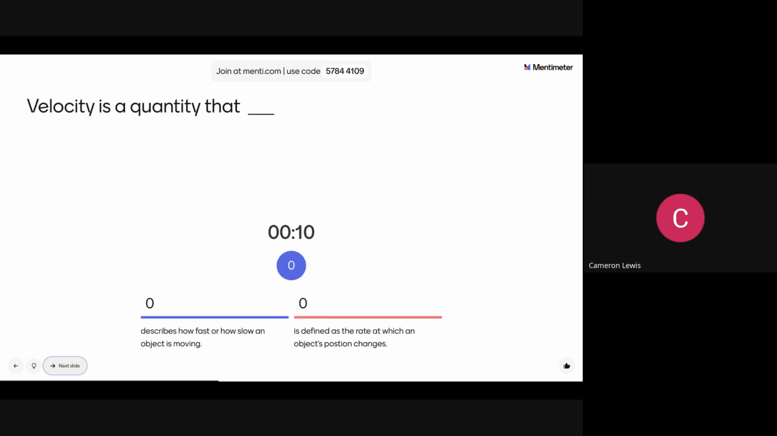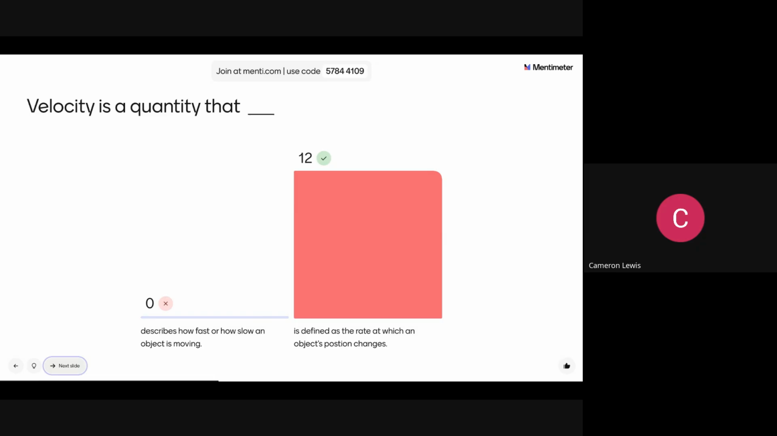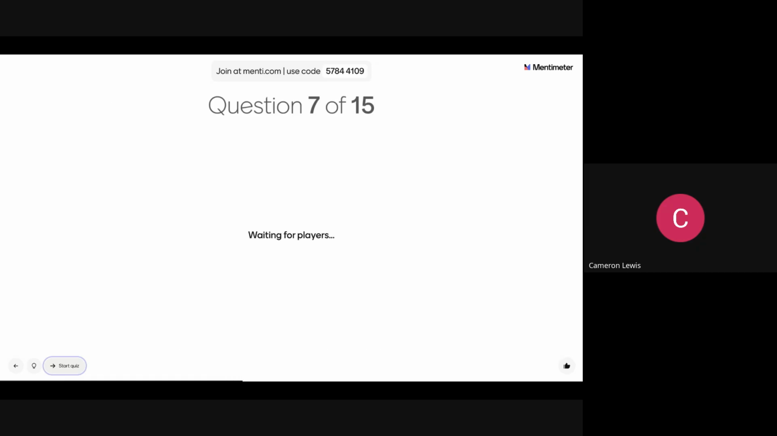So velocity is a quantity that describes how fast or slow an object is moving, or is defined as the rate at which an object's position changes. 100% again, good job. Defined as the rate at which an object's position changes.